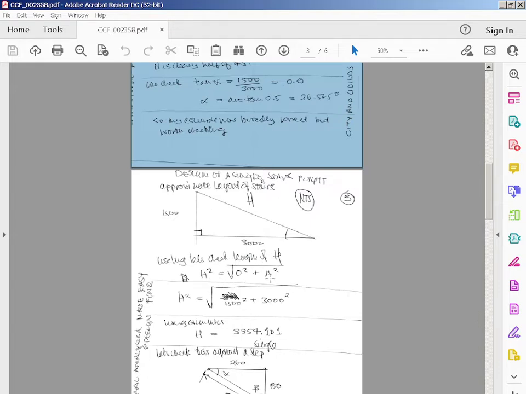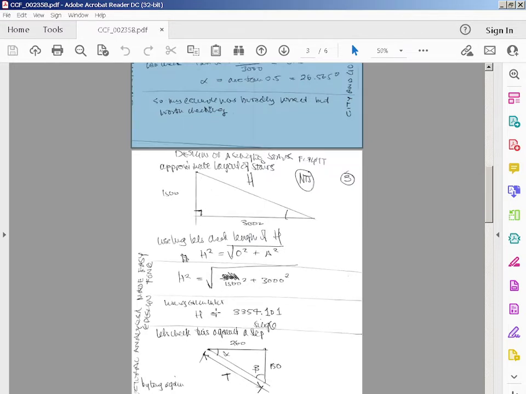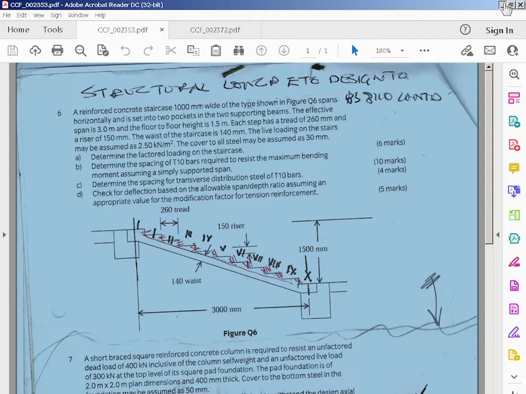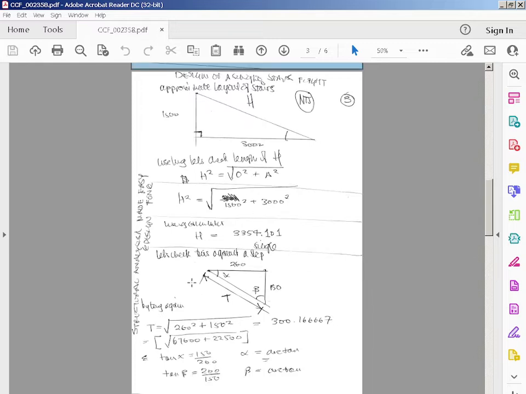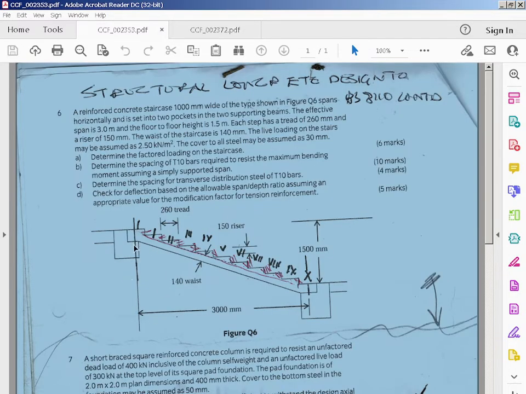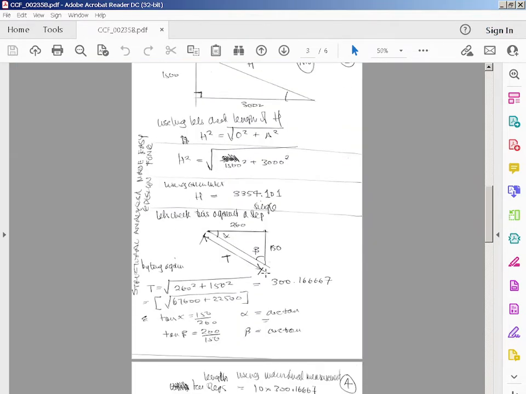H squared equals O squared plus A squared equals 1500 squared plus 3000 squared. That gives you 3354.101. Now, because I was just double checking, I thought let's check that answer against one step, because when you look at their diagram, the lines don't seem to me very precise, so let's check this against a single step.